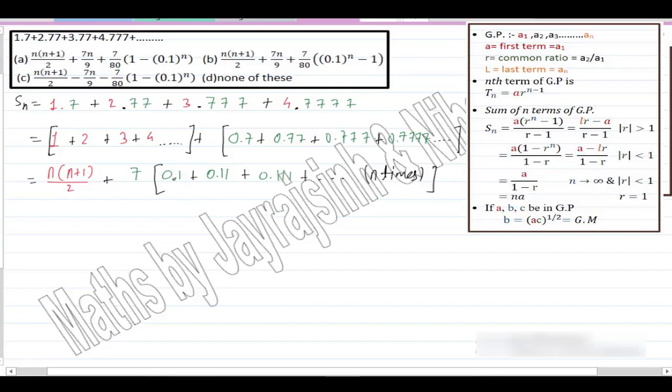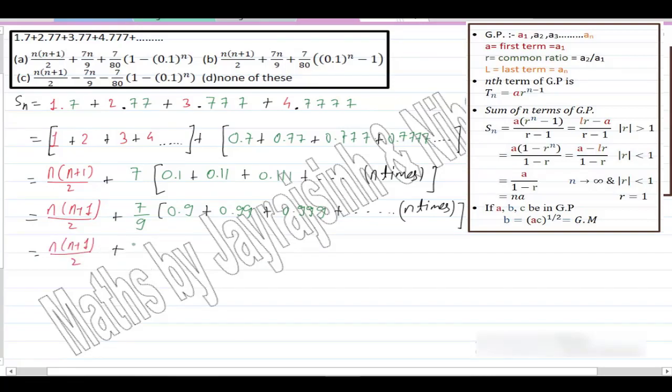Okay, now for modification, let's multiply and divide by 9. In the next step, this first term will be as it is, and as we planned, let's multiply and divide by 9. So here we divide by 9 and multiply by 9 in the bracket, which will give us 0.9 plus 0.99 plus 0.999 and so on n times, right? First term will be as it is and 7 by 9 will also be as it is.